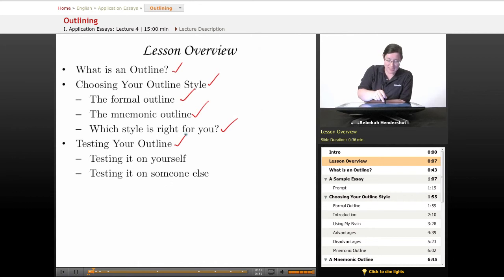Then we're going to look at how to test your outline. We're going to look at how to test it on yourself and on somebody else to make sure that your plan for your essay holds up. This is an important step before actually writing your application essay.